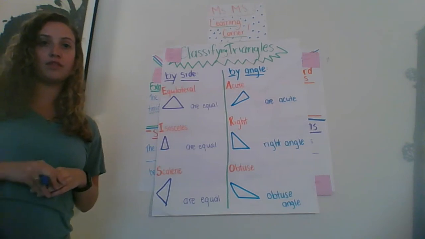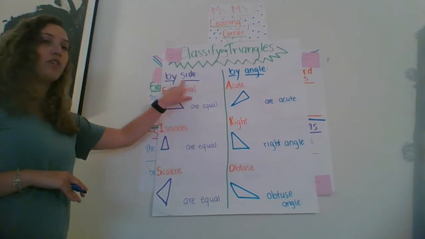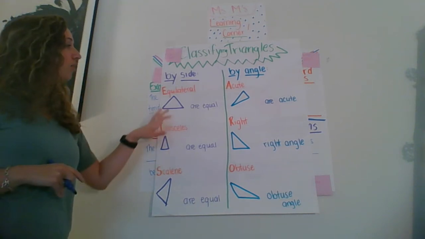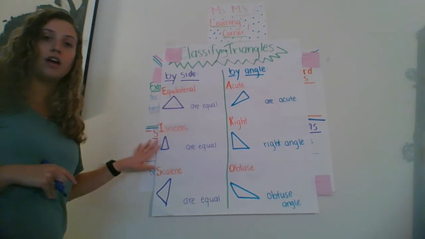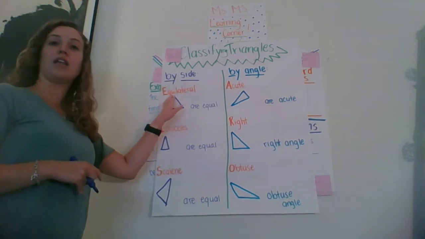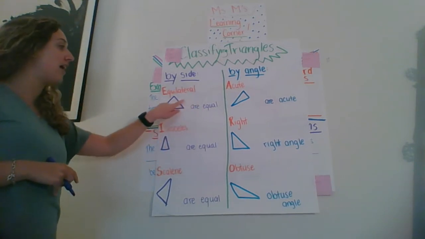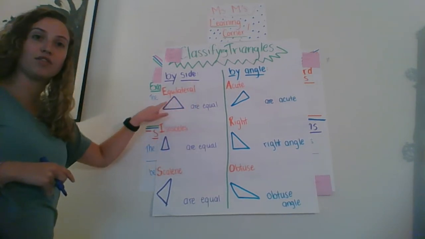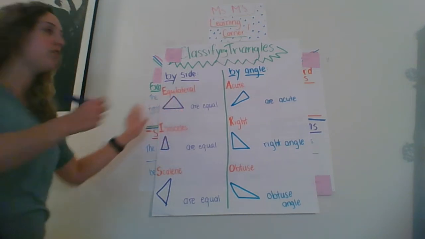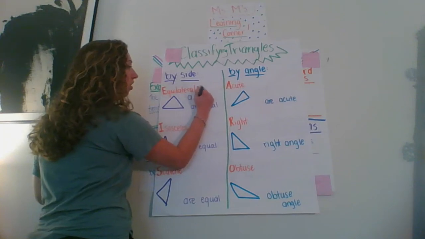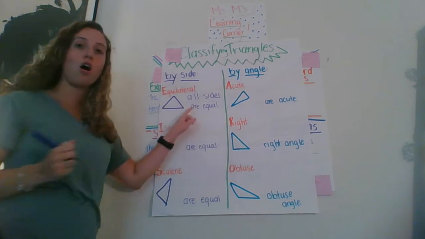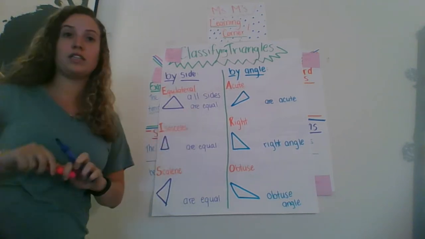When we're looking at the types of triangles and we're looking at the triangle sides, we have three different options to choose from. A triangle can either be equilateral, isosceles, or scalene. When we have an equilateral triangle, that means that all of the sides of a triangle are equal. So in an equilateral triangle, all sides are equal. You might see something like this.